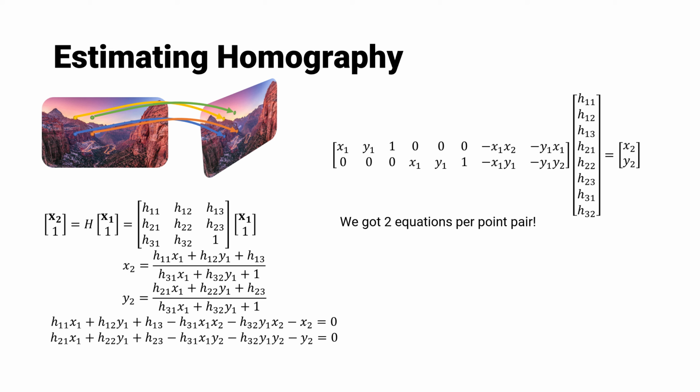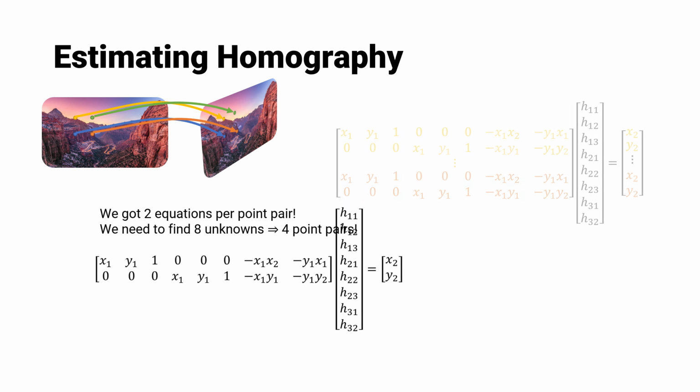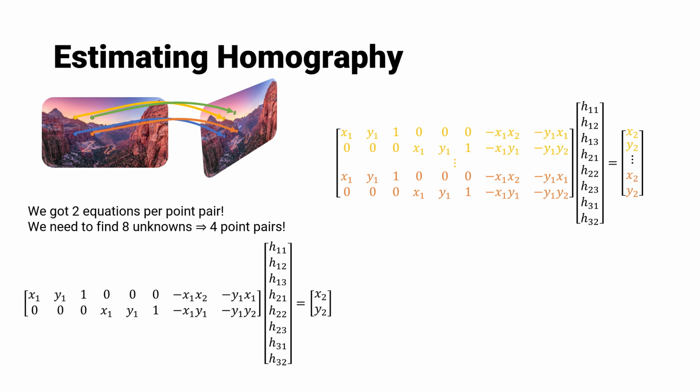Remember that we got 2 equations per point pair, but we need to find 8 unknowns, which means that we need 4-point pairs like we discussed before. If we start combining them, each element will give you a constraint in the row. For each point you get 2 of these rows and you basically have 8 rows, and we are trying to estimate 8 values, H11 to H32.